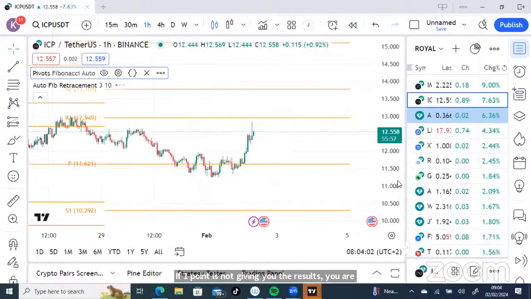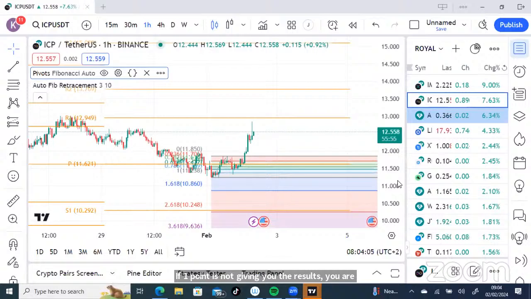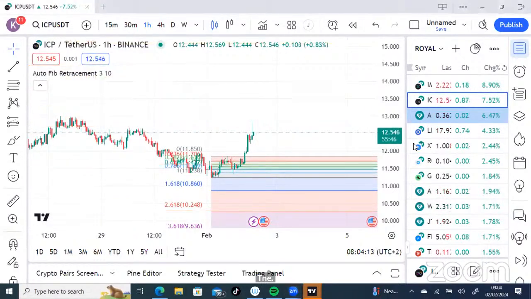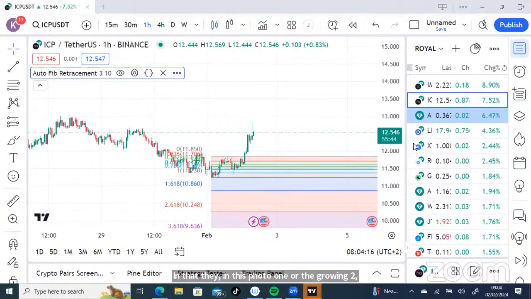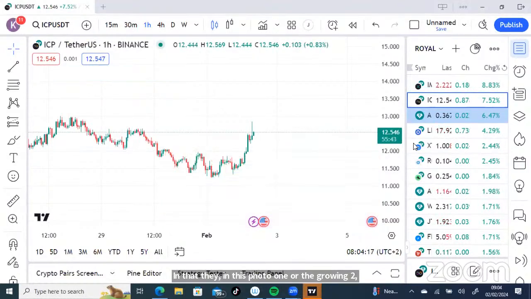Next week, we shall get into the Fibonacci, either this auto one or the drawing tool itself. All right, thank you for today.